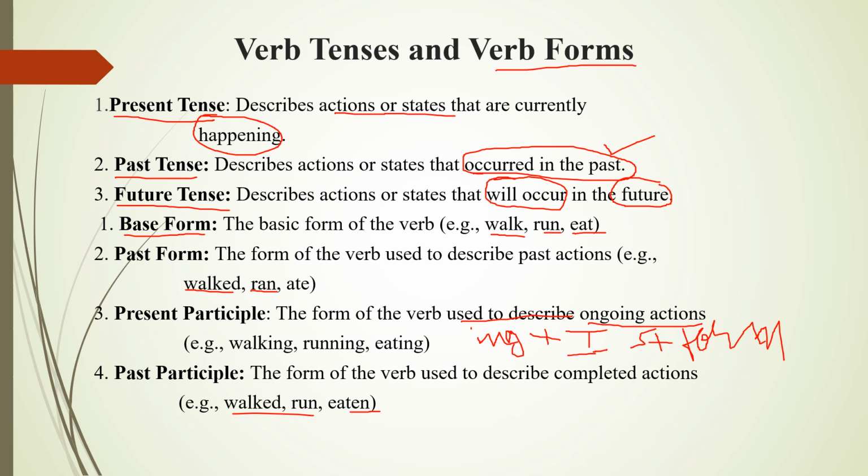Present participle form describes the ongoing action, and it is generally formed by using -ing in the first form of the verb. For example, we may say walking, running, eating, etc. Then past participle. This is that form of the verb which describes the action that is completed, and it is generally the third form of the verb.